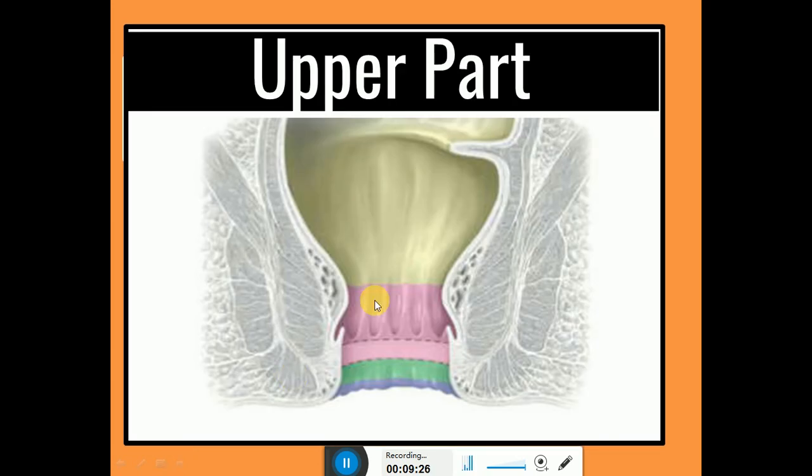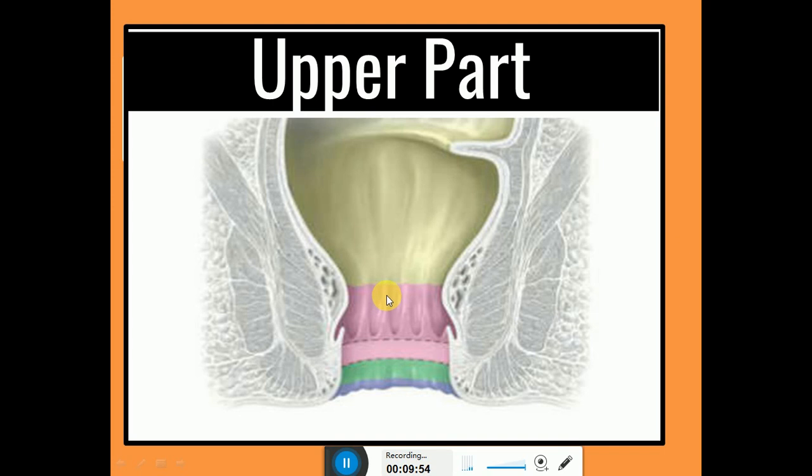In this diagram also we have shown you the same thing. This is the pectinate line. This is anorectal junction. So this portion is the upper part, and below this you have lower part. Now in upper part there are a few features, out of which three are more important.